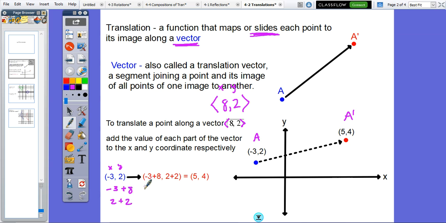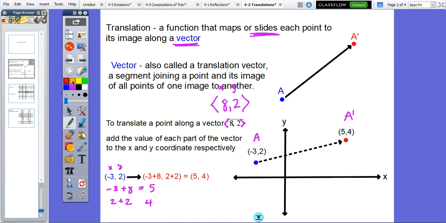In doing so, we got -3 plus 8. That gives us a 5, and then 2 plus 2 is 4. So that's how we end up with the coordinate 5, 4. That's where we end up moving because we moved 8 units on the X and then up 2 units. So it's a different way to kind of write slope if you really think about it as well. Vectors are just slope per se.